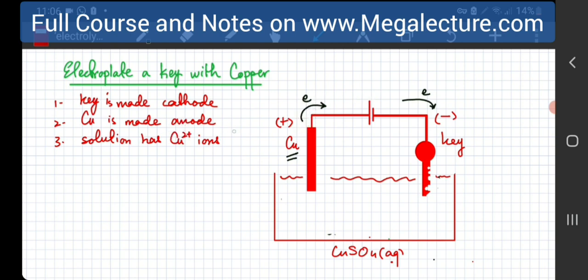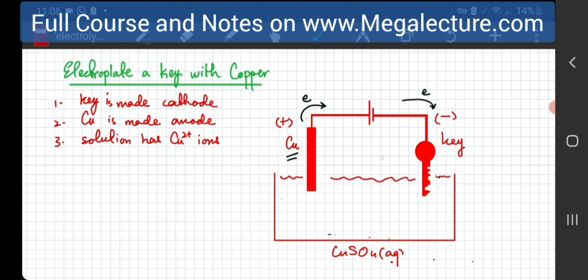And the solution, because I'm electroplating with copper, should contain copper ions. Copper ions can be added to the solution in the form of copper sulfate. It has to be a copper compound. So copper sulfate, and remember, nitrates are all soluble, so copper nitrate is also good. Copper chloride is also good because that's also going to contain copper ions. So any soluble compound of copper which contains copper plus 2 ions, it has to be very soluble.